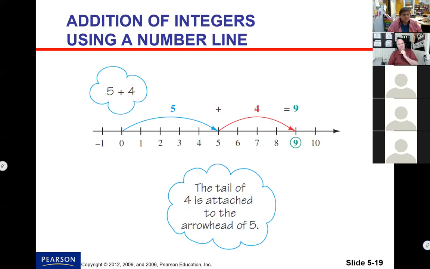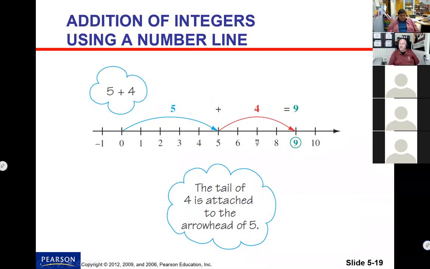The number line for 5 plus 4: you start at 0, you move up 5, and then you add 4. Note the tail of the 4 is attached to the arrowhead of the 5. That's the standard way when you're dealing with positive numbers. So you go 5 plus 4, and you end up with 9. Standard way of doing it.